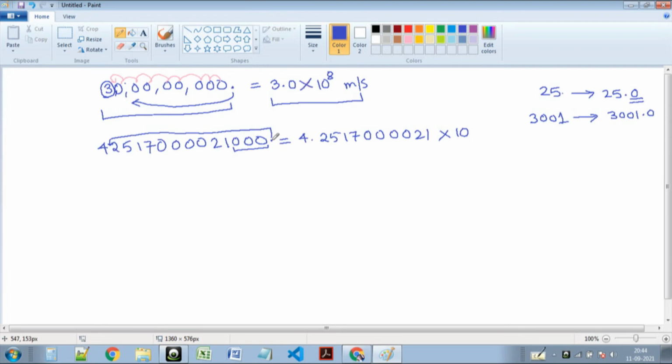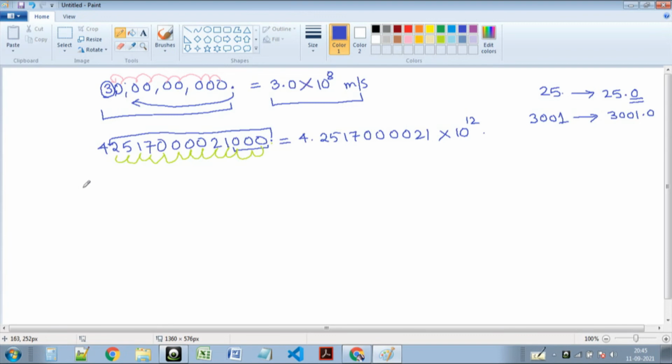We have to see how many digits the decimal point has traveled. So let's count: 1, 2, 3, 4, 5, 6, 7, 8, 9, 10, 11, 12. And after the 12, it has got its place. So here we can write 10 to the power 12. This is the scientific notation of such a big number.